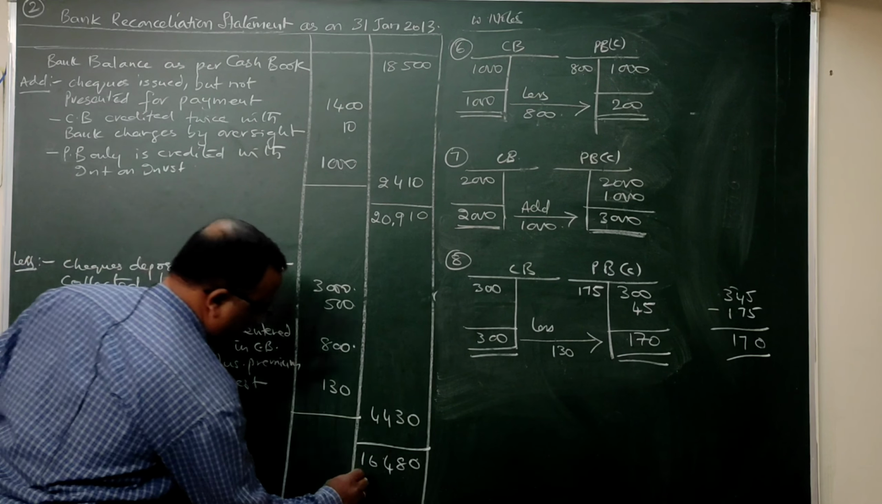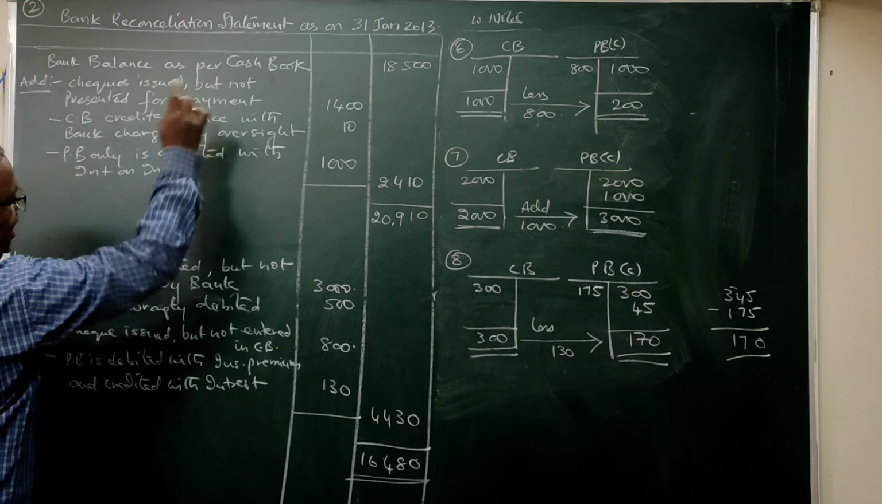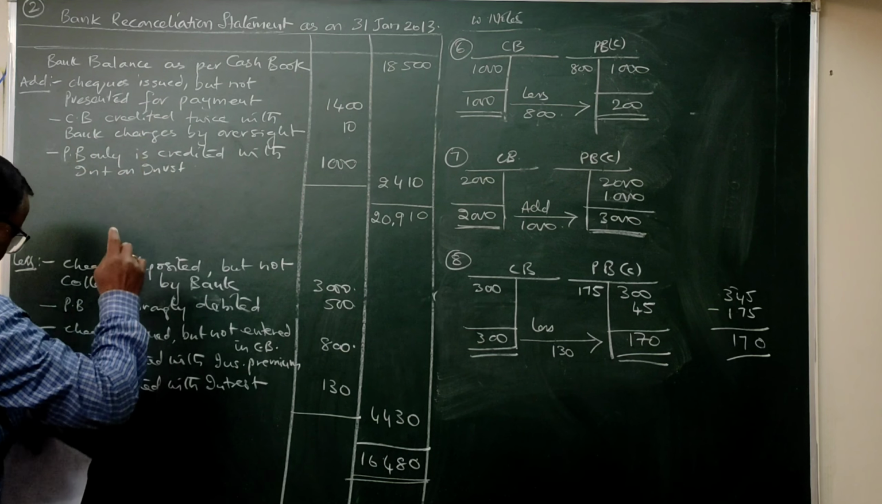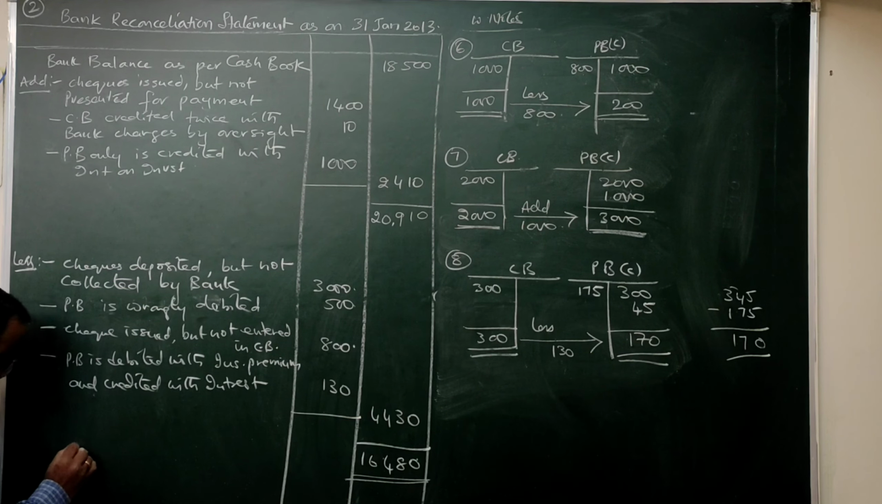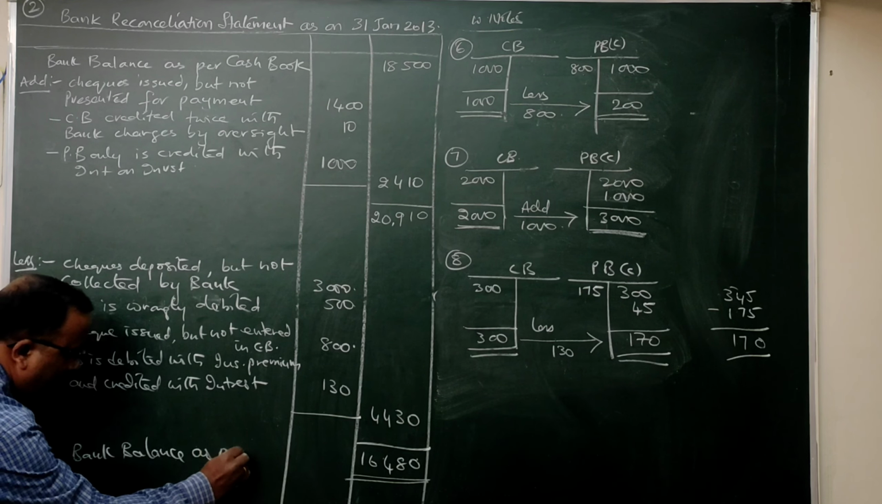So what is this 16,480? You started with the bank balance as per cash book. So this will be the bank balance as per passbook.